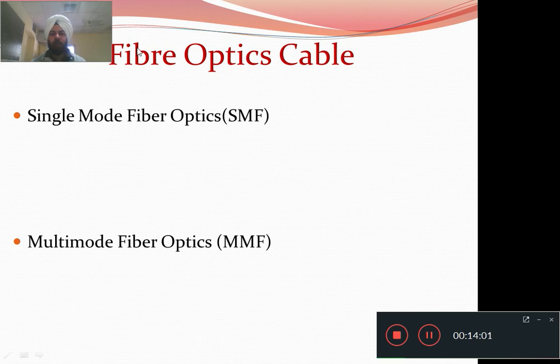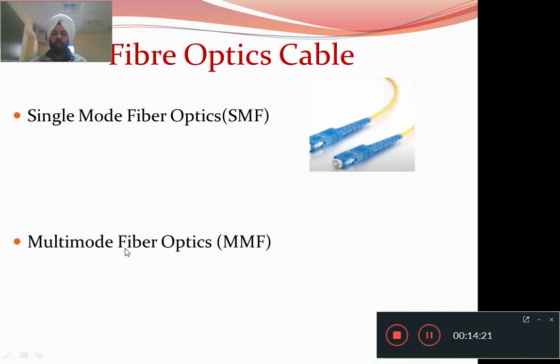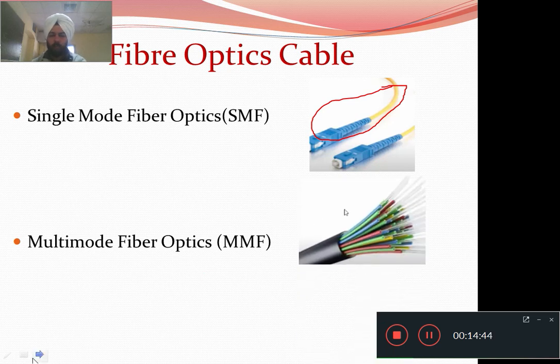Another type of media is fiber optics cable. There are two types. One is single mode fiber optics and another is multi-mode fiber optics. This is single mode fiber optics. There is only one wire. And in multi-mode there are multiple wires, as shown in the diagram.